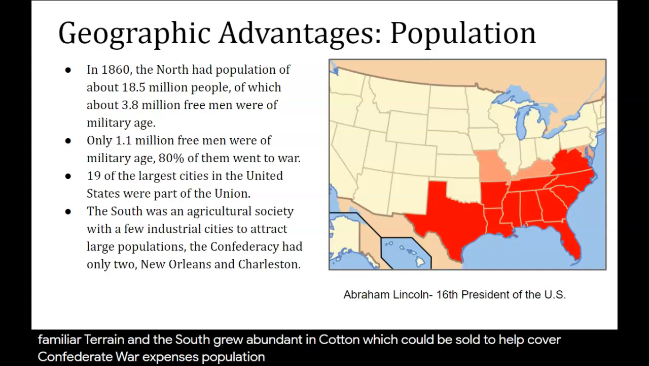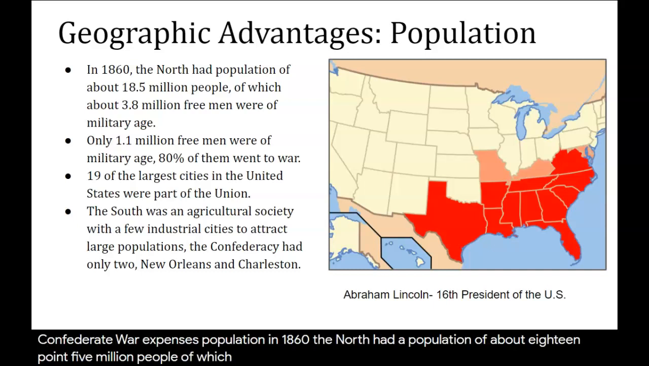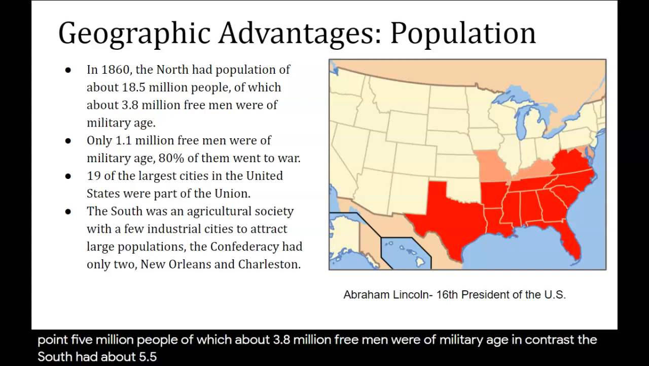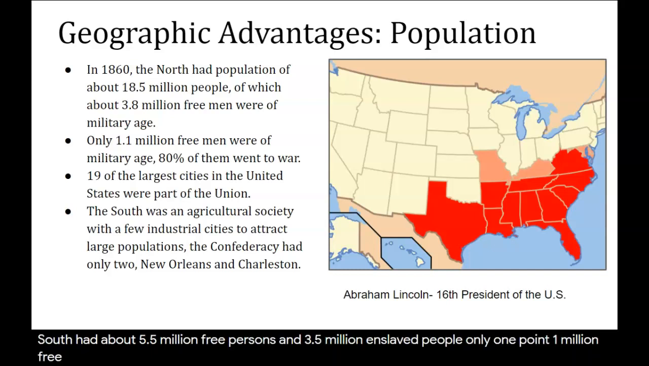Population. In 1860, the North had a population of about 18.5 million people, of which about 3.8 million free men were of military age. In contrast, the South had about 5.5 million free persons and 3.5 million enslaved people. Only 1.1 million free men were of military age, and 80% of these went to war.